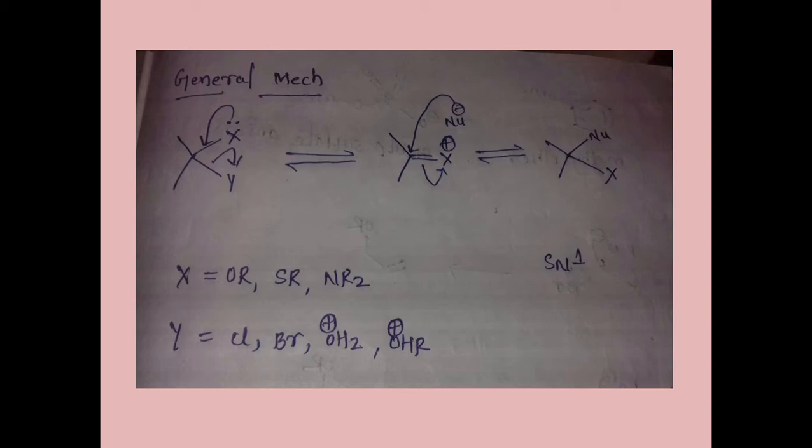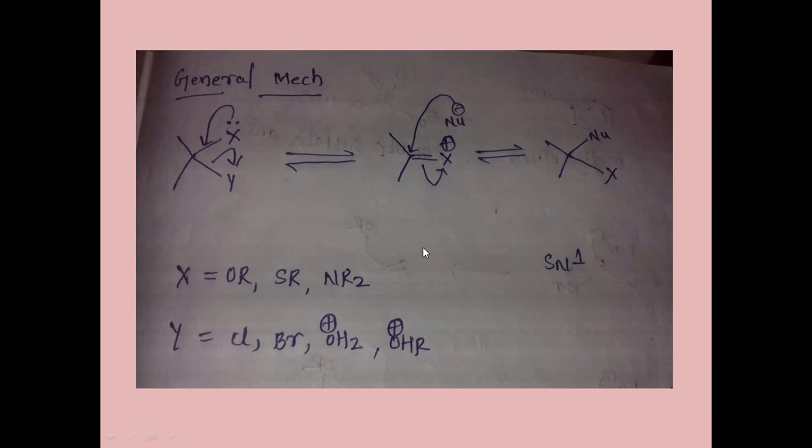What happens is X is having lone pairs, so it will give here, and Y will go as a leaving group. Nucleophile attacks from here, and we will get this as the product. This is of SN1. Why is this SN1?